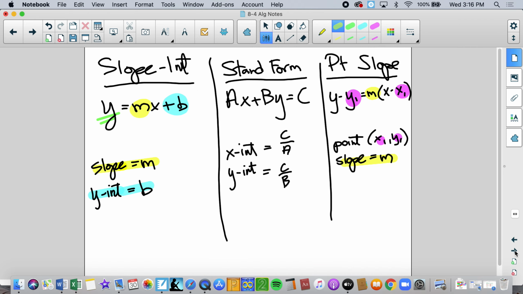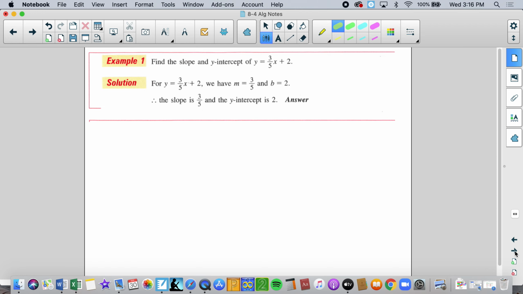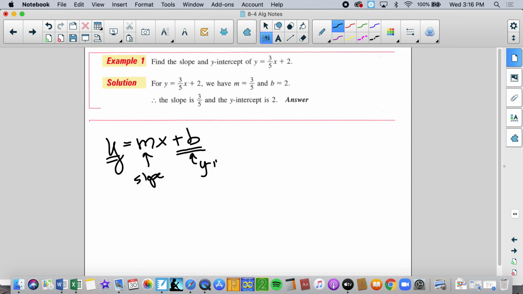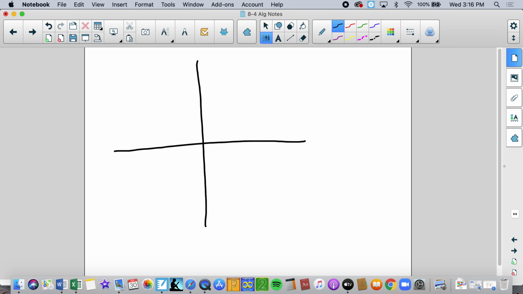So let's start. Find the slope and y-intercept of y equals 3/5 x plus 2. As I mentioned, when we get y isolated, typically a linear equation will be in this form, where the coefficient of x is considered the slope, and the constant, whatever is being added or subtracted, is considered the y-intercept. So let's also explain what intercepts are. We talked about this a little bit.